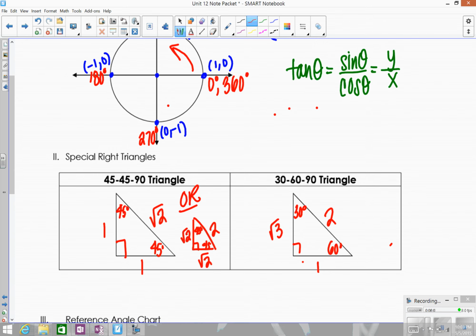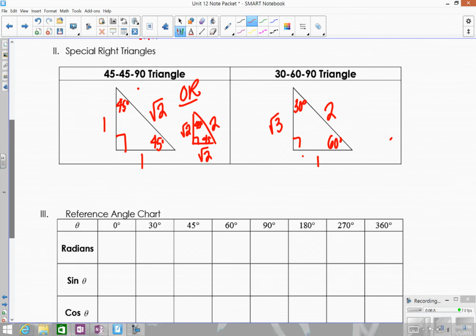Radical 3, if you put it in your calculator, it's like 1.7. So that's why it's the middle size side. So 60 degrees is the middle size angle. So across from it is the middle sized side. And then 30 is the smallest angle. So across from it's the smallest side. So that's another one.